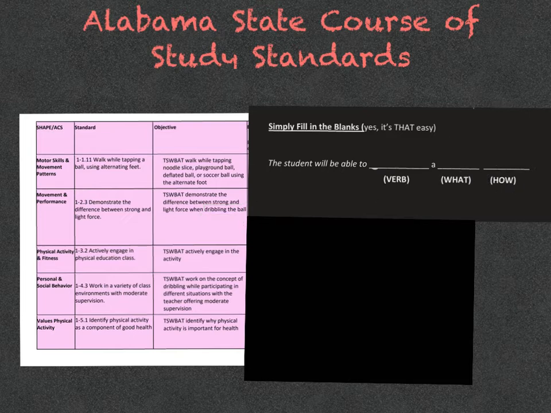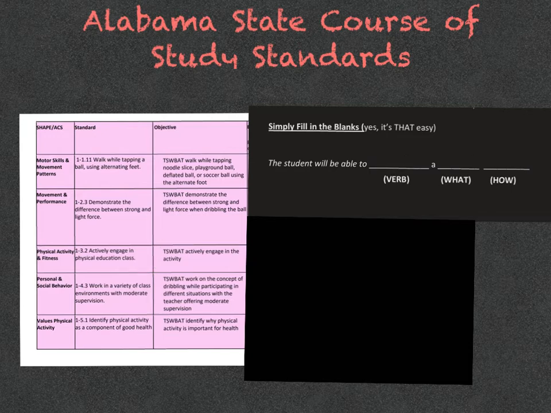Now for the objective for Anchor Standard 3, the student will be able to, what's the verb? The verb is engage. Actively is an adverb. So he's going to engage in what? PE, physical activity, and how? He left that blank, so I would fill that in with something else. So now everybody's perfect, giving you some examples. How is he going to do that? By anything in the world you can come up with. So that is number 3.